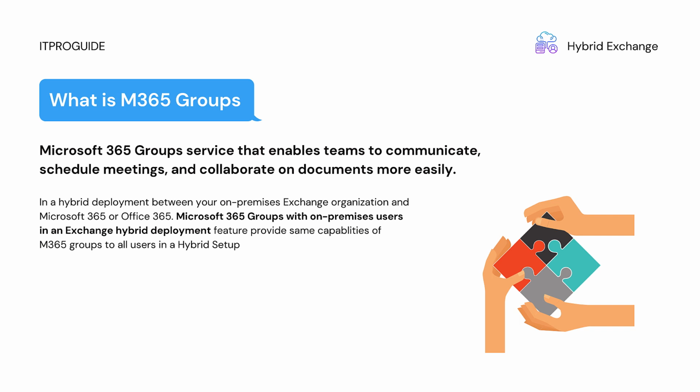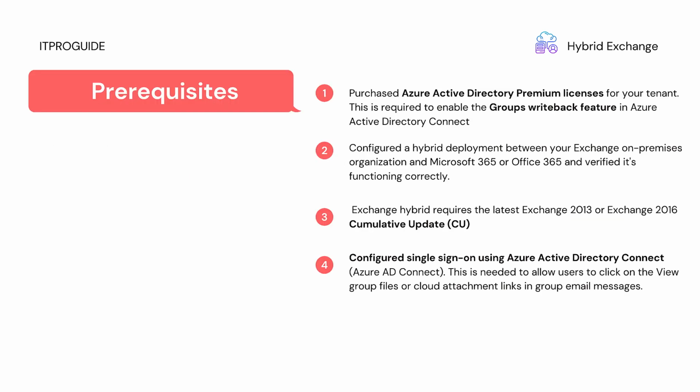Now we have a hybrid setup. So far we were talking about the features with the objects created in on-premises, meaning the source of authority of the object was on-premises. Now Microsoft 365 Groups is an M365 feature or an Office 365 feature, and our aim is to have the capabilities for on-premises users. So we are going to see how on-premises users can also use Microsoft 365 Groups in an Exchange hybrid deployment.